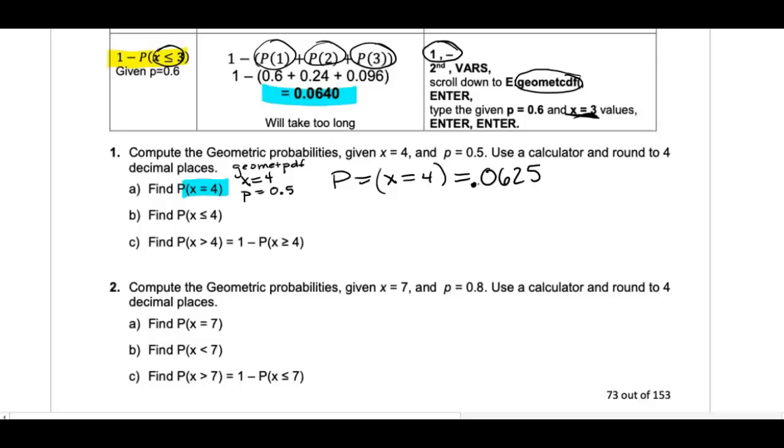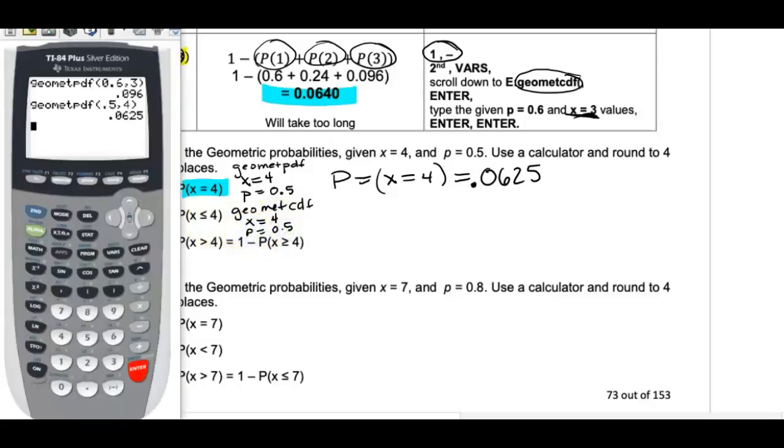Let's take a look at B. It says P of x is less than or equal to 4. Because it's less than, what we need is those values of 4, 3, 2, 1. Therefore, we're going to be using a geometric CDF, and we're going to have x is equal to 4 because it actually has the equal sign, and we're using our same p of 5/10.